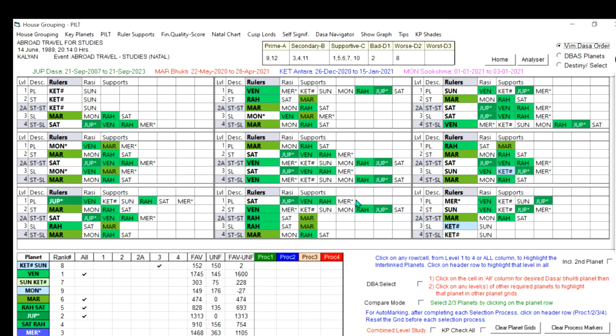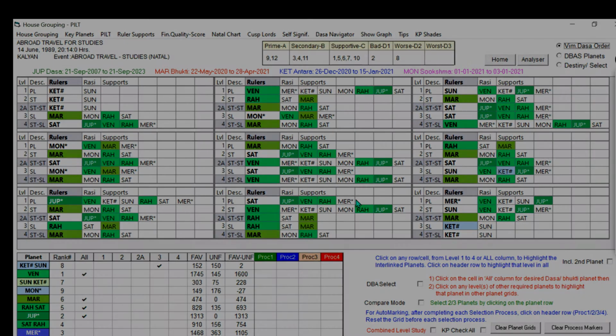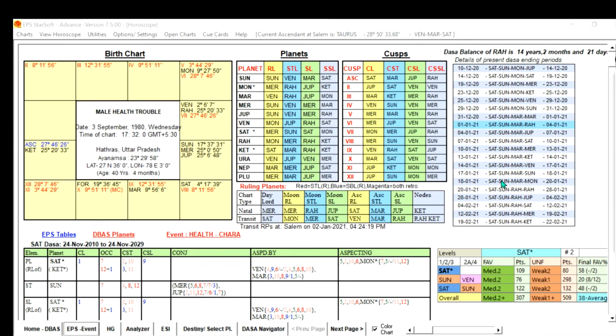And in the next example, I will explain another event in which we can identify the significator for the health parameter. In this chart, I'm going to explain how to find the significators who are capable of giving more life-threatening health issues, and which planets are supportive for causing more health issues during their Dasa Bugdi Antra.